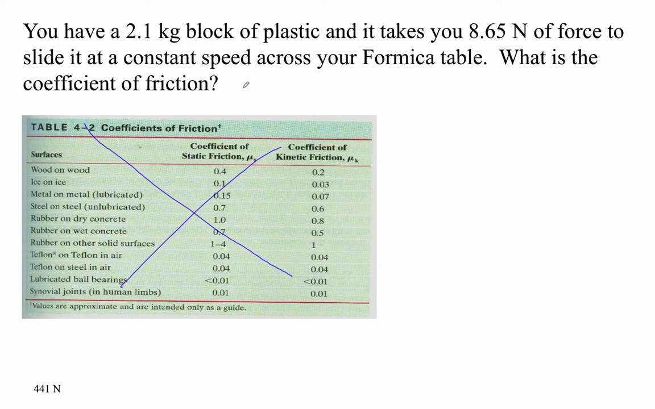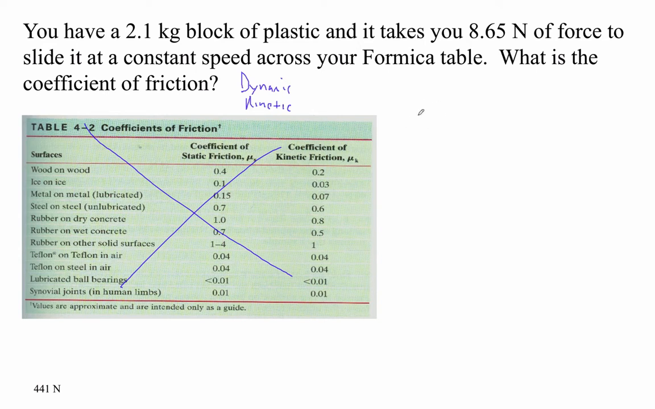By the way, this is going to be the dynamic coefficient, and we won't have any idea what the static coefficient is. This is the kinetic, to use the language of the textbook. This is IB language, textbook language, right?